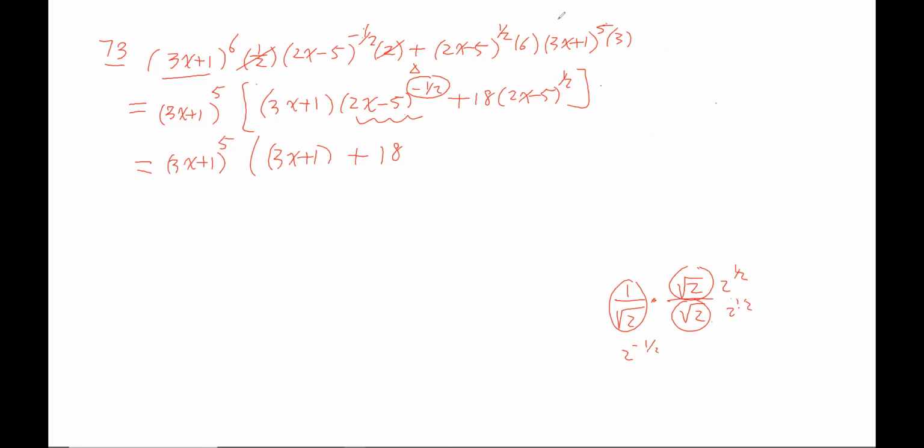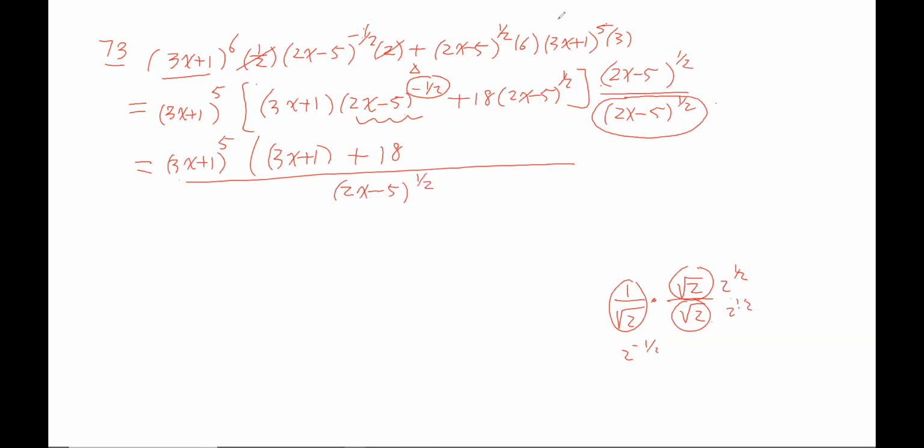So if you multiply the top and the bottom, this guy stays in the denominator. A lot of people just threw away the denominator. You cannot. So you have 2x minus 5 to the 1/2 as the denominator now.